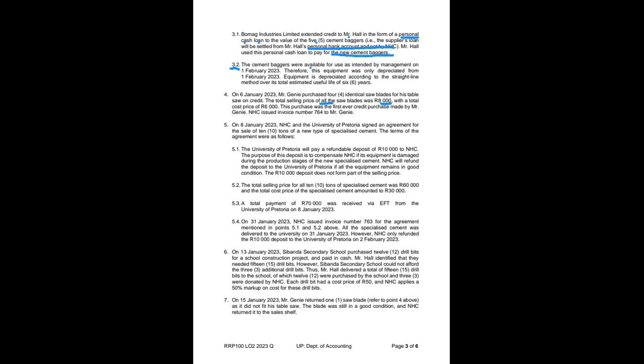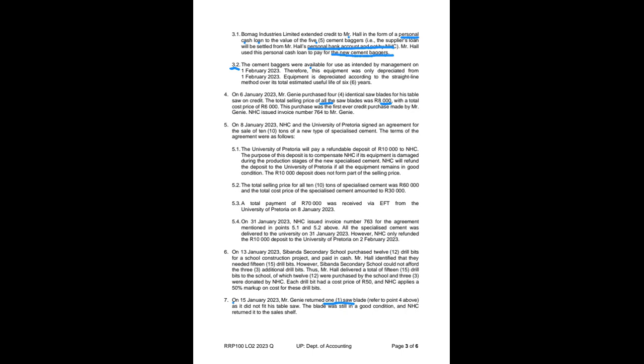So the last one we did is number 4. We're going to skip 5 and 6 just for now, and I want to look at number 7 on the question. So on page 3 of your question, 7. If we look at point 7, it says that Mr. Genie on the 15th of January returned 1 saw blade. See point 4 above, right? So point 4 is where he purchased it. Now he's returned it, as the saw blade did not fit his saw, but it was in good condition.